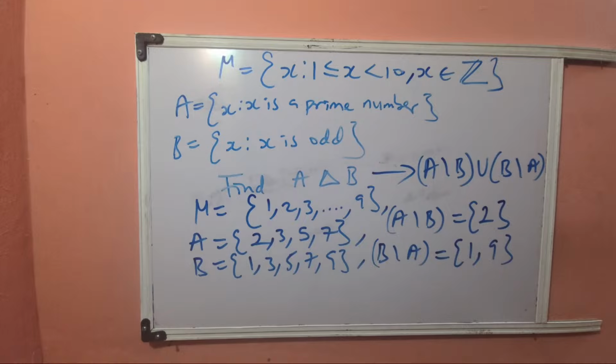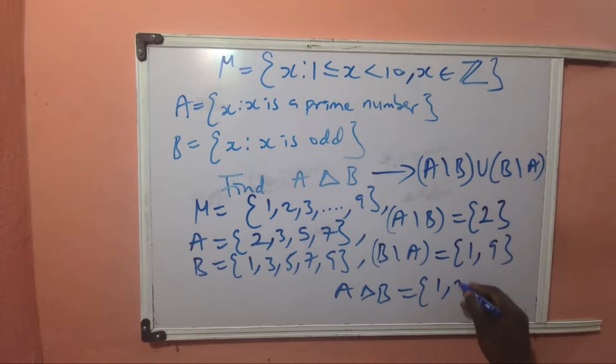A delta B. All right, I think I can see you guys. So my A delta B will be equal to the union of A not in B and B not in A. Of course, the union is you bring all of them together. That will be 1, 2, and 9. That's 3 marks free of charge.